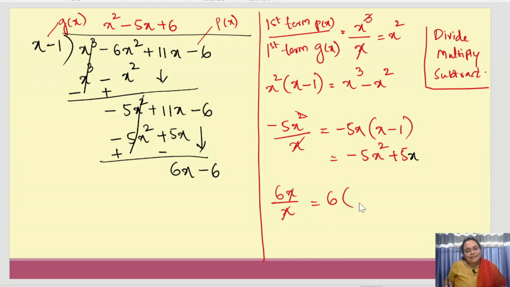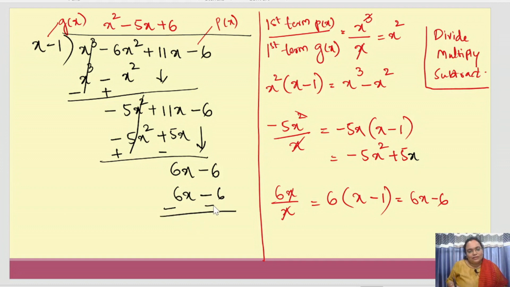You will multiply 6 with x minus 1. So you will get 6x minus 6. Okay, so write 6x minus 6 here. The next we need to subtract. So minus and plus, both terms will get cancelled. You will remain with 0. So x square minus 5x plus 6 is the quotient.